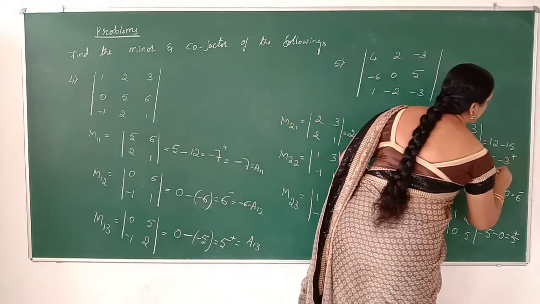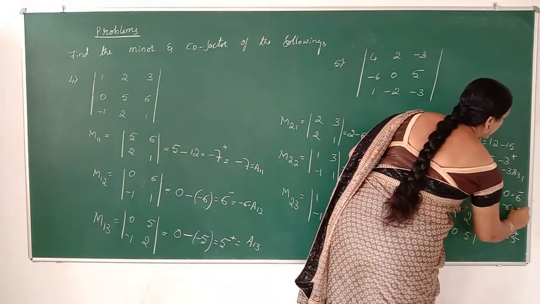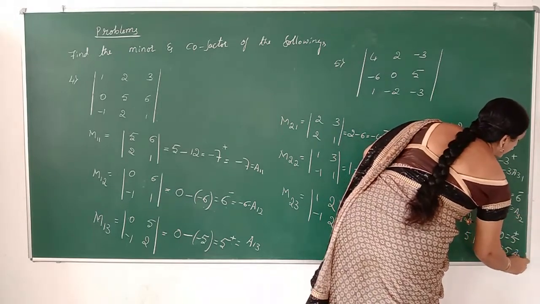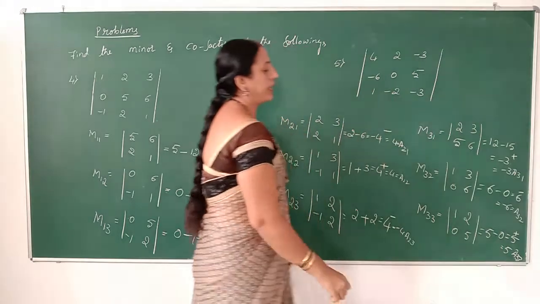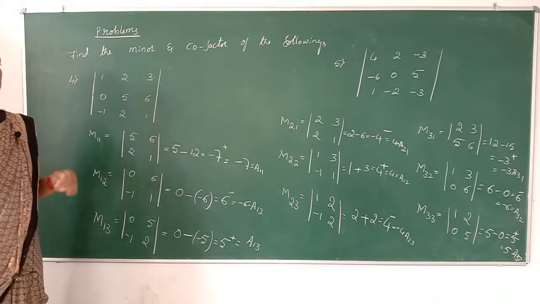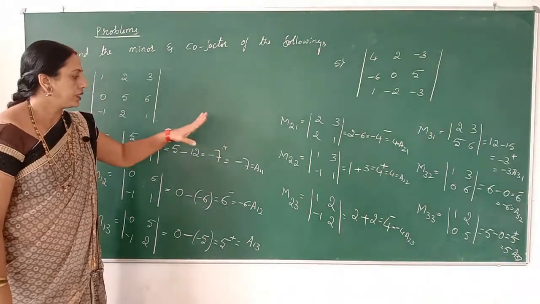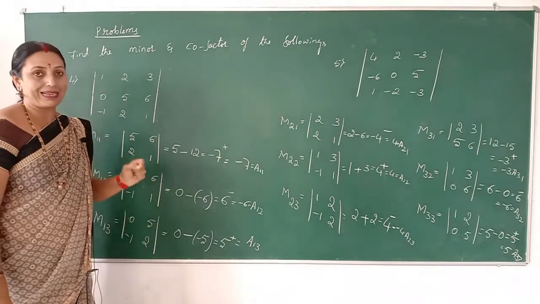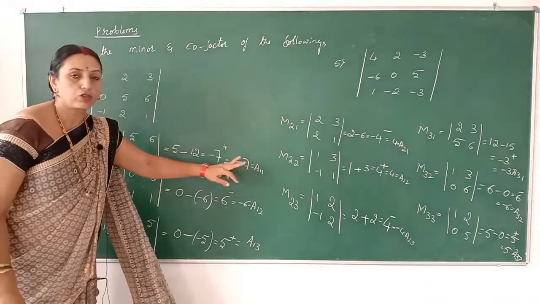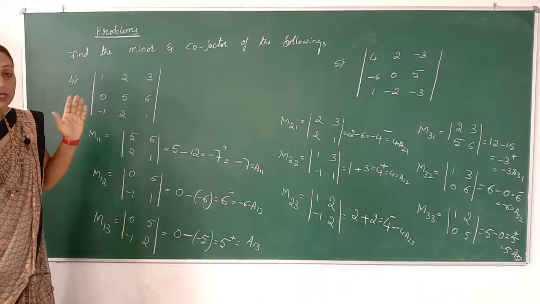Plus into minus is minus 3, that is A31. Minus 6 is A32. And plus 5 is A33. These are called the minors and cofactors of each element of the matrix A. So that is one of the methods. In this case we mentioned minors and cofactors separately, but it is not necessary to mention both in separate forms.